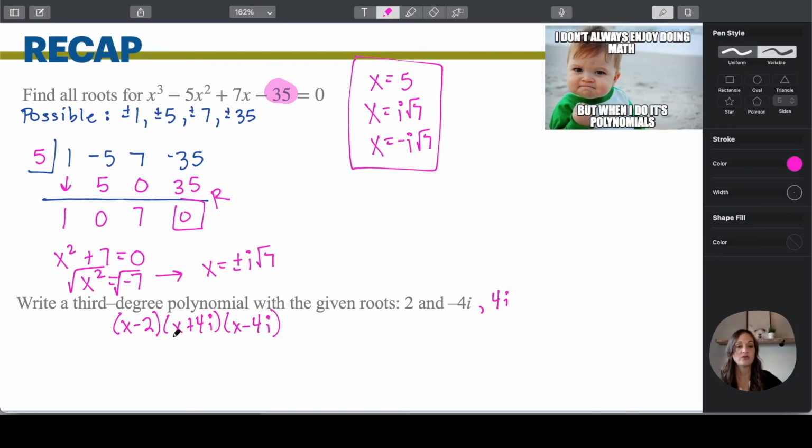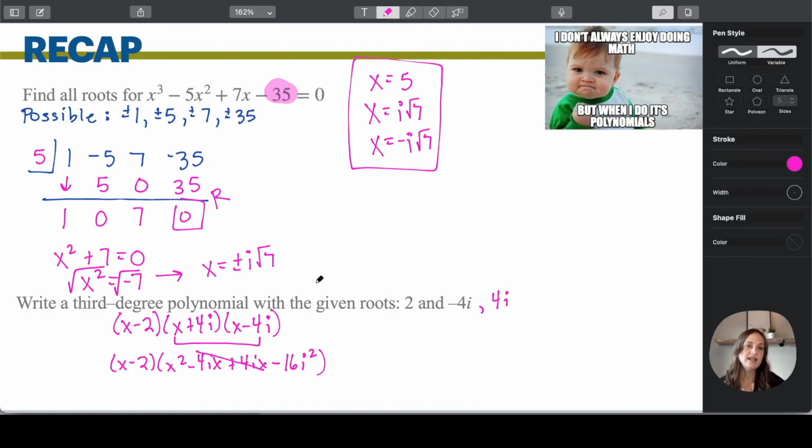Just like with the square roots, go ahead and FOIL these first because something nice happens. So when you do this, you will get x squared minus 4ix plus 4ix, and then minus 16i squared. Don't forget the square, that's a big deal. The two middle terms cancel each other. If they don't, then something went wrong. They should always cancel. That's why the conjugates always work in pairs.